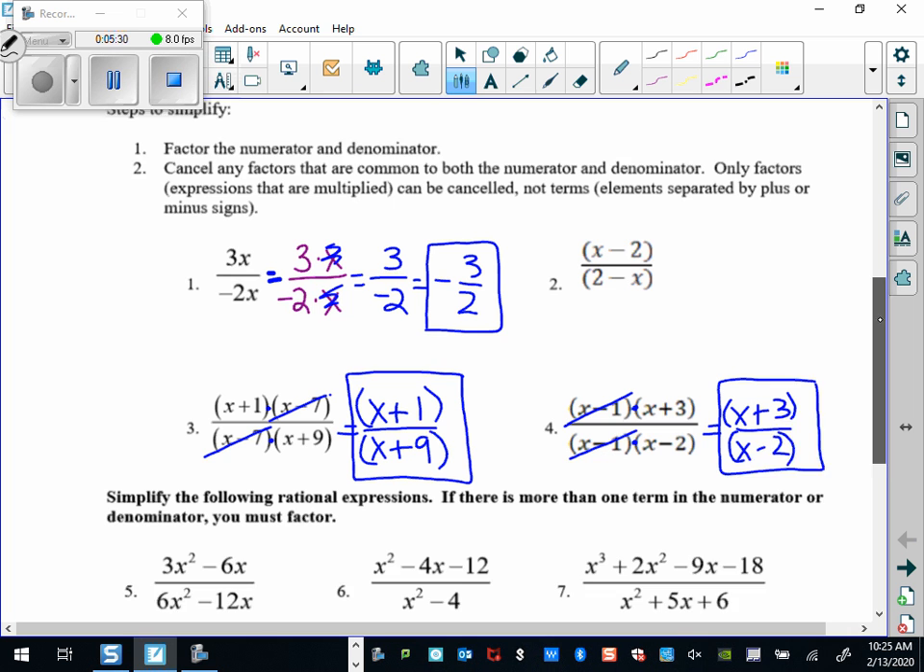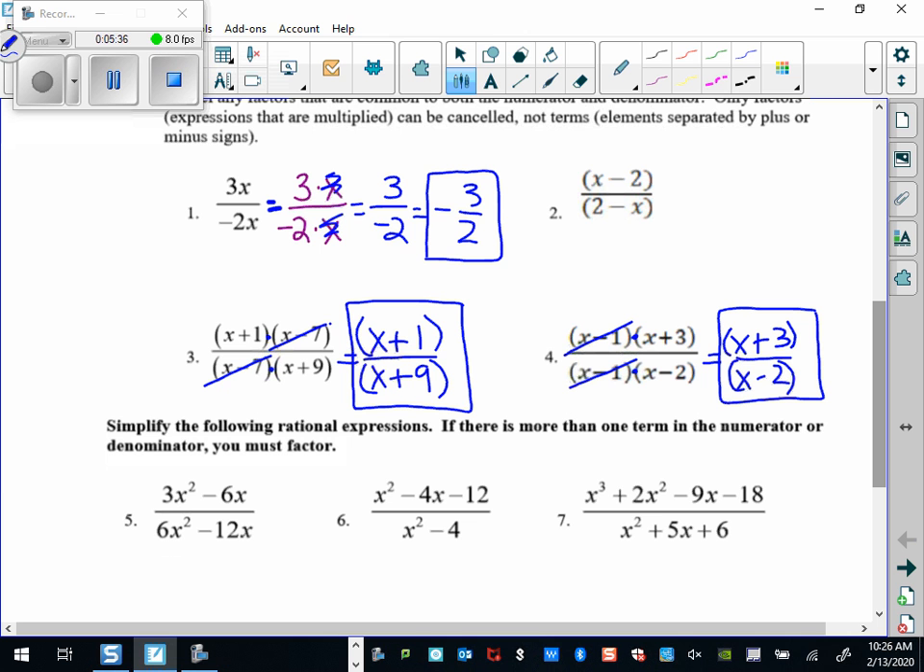Number two, but look, Sid, doesn't it look really similar? Yes. Okay, I'm going to do this to see if this helps. So negative 2 plus x over 2 minus x. Oh my gosh, it's so close. What can we do?